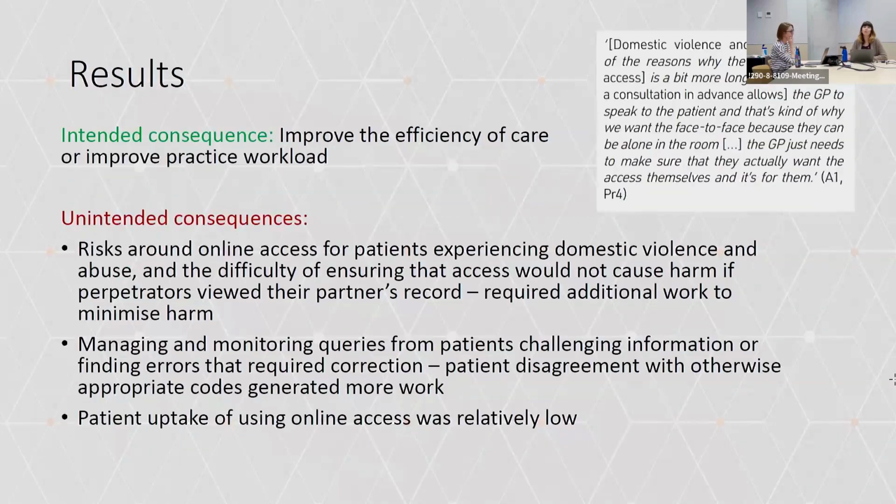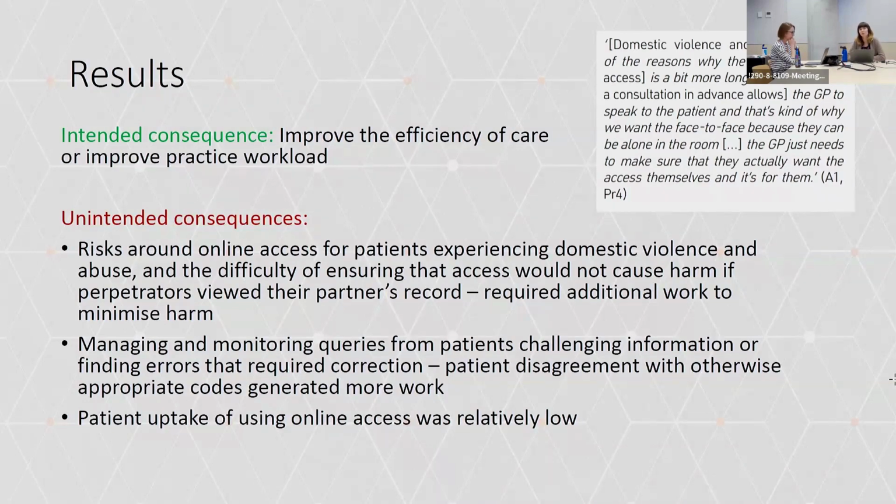Okay, I think this is the last one. Let me check. Yeah. So the last intended one, improve the efficiency of care or improve practice workload. Oh, this is the same intended consequence. This had a lot of unintended ones. So there was risk around online access for patients experiencing domestic violence and abuse, and the difficulty of ensuring that access would not cause harm if the perpetrator viewed their record. This is definitely a serious issue. And again, it required more work to minimize harm.